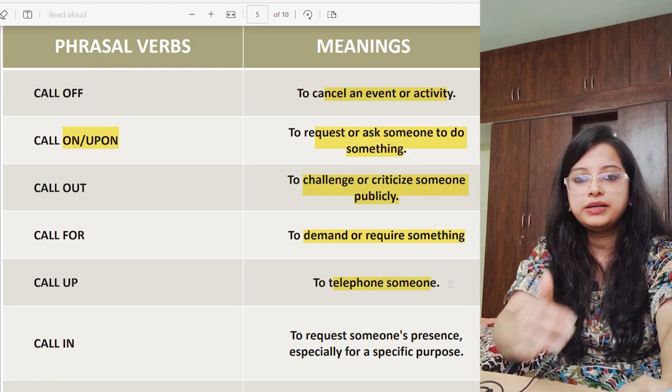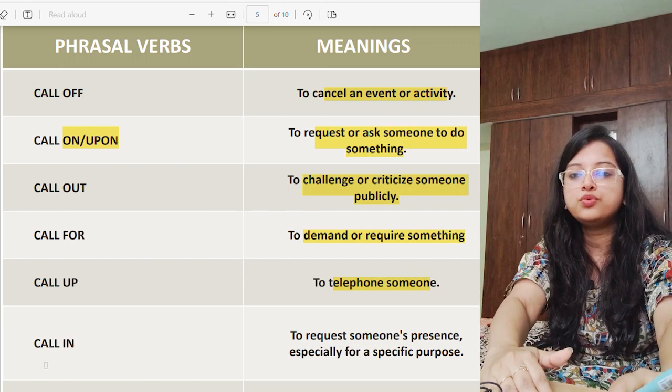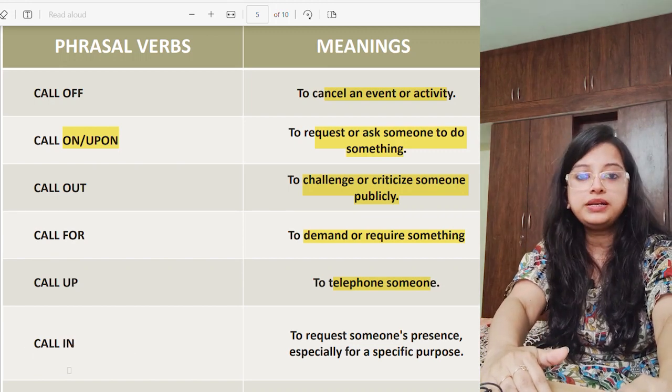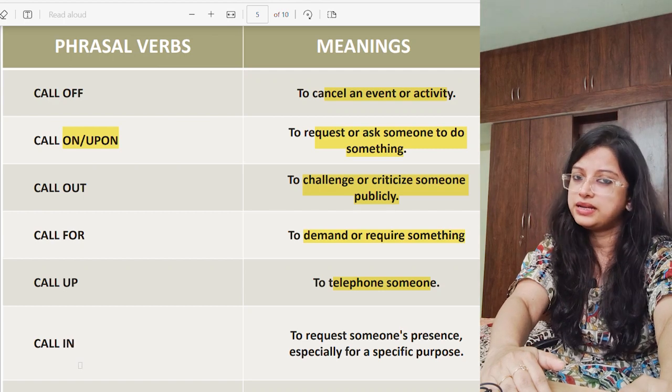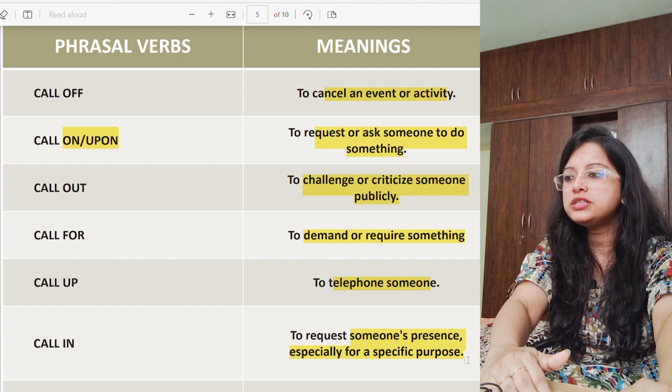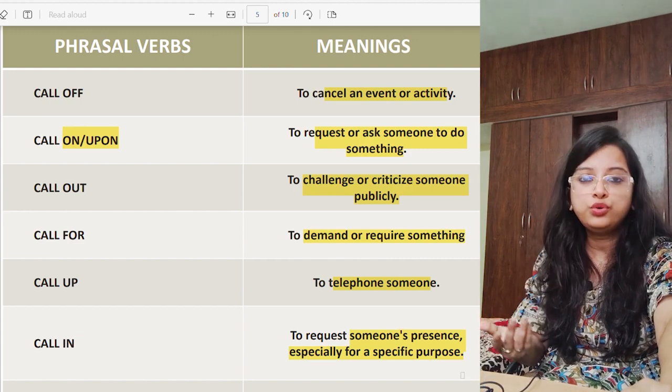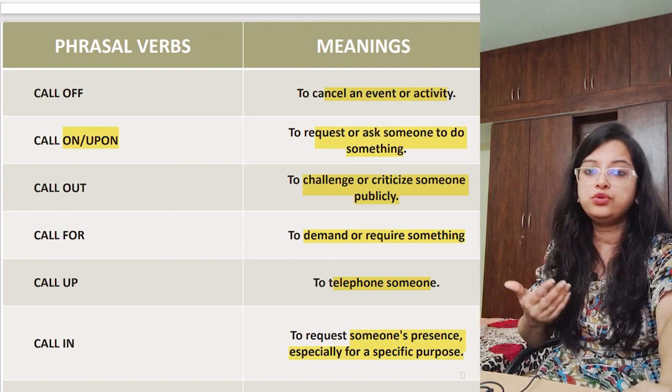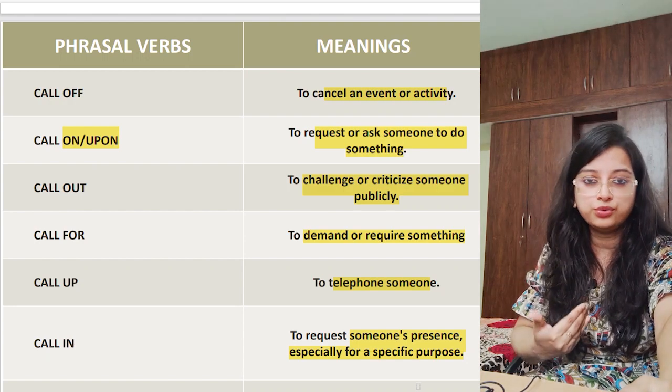This I believe everybody knows. I have just written it for those who are unaware of it, but this is common and I believe no one has any doubt with it. Next, call in means to request someone's presence for a specific purpose. I don't know how to cook, so I am calling in somebody who knows how to cook and who will teach me how to cook, right?